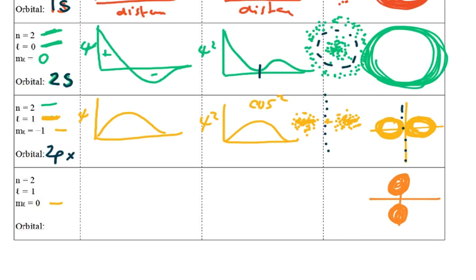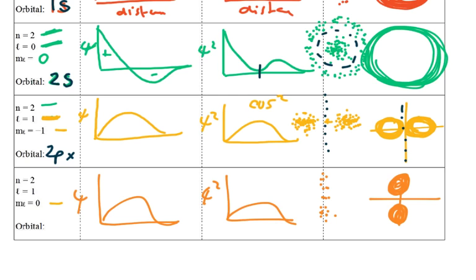And the rest of this would look exactly the same. This would be psi, this would be psi squared. And I can do the same thing, only this time I'd have a region up here and a region down here. Those would be the two portions of this. And in this case, my nodal plane would go along this axis. Other than that, it would be a very similar sort of look.